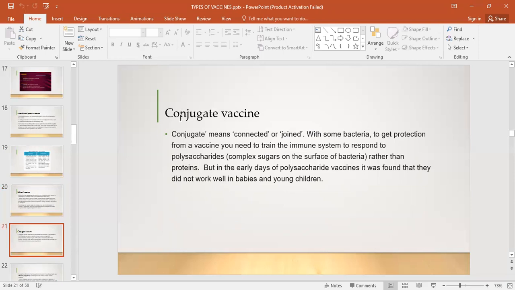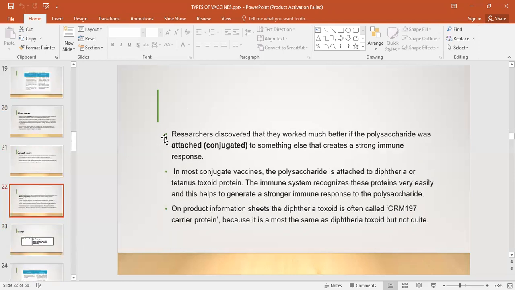Now comes the conjugate vaccine. Conjugate means connected or joined. For some bacteria, to get protection from a vaccine, you need to train the immune system to respond to a polysaccharide rather than a protein. But in the early days of polysaccharide vaccines, it was found that they did not work well in babies and young children.